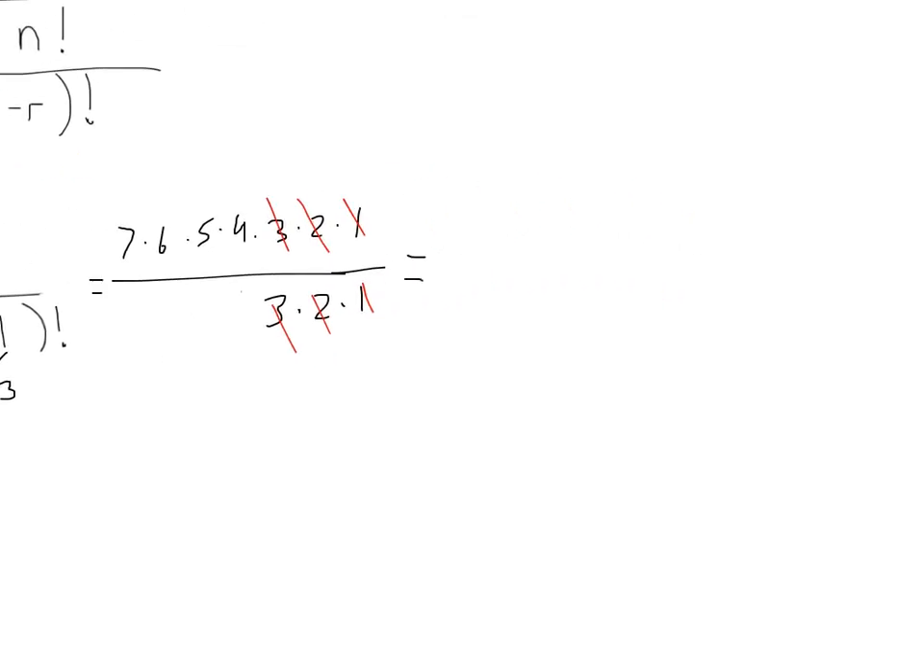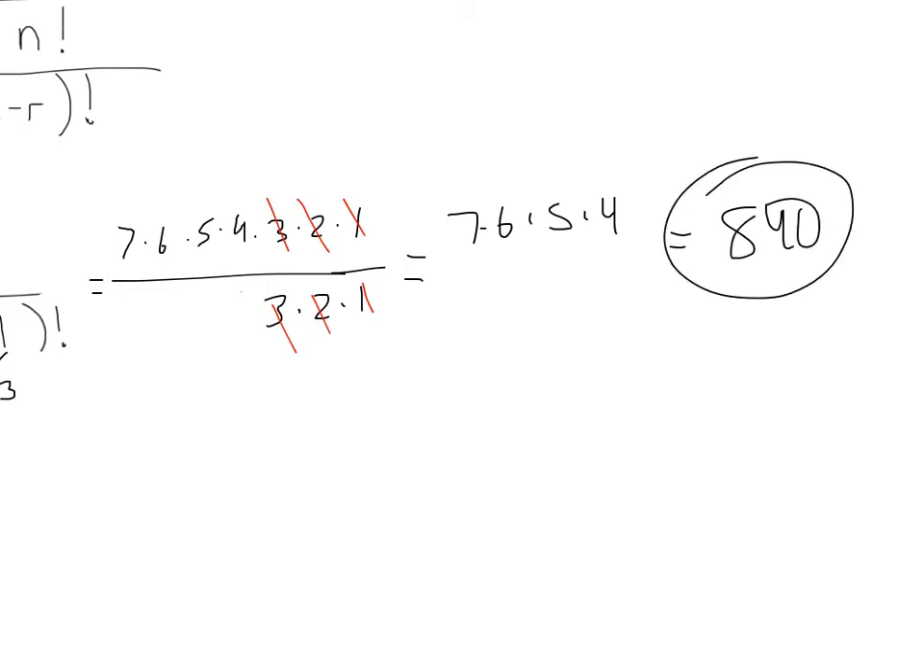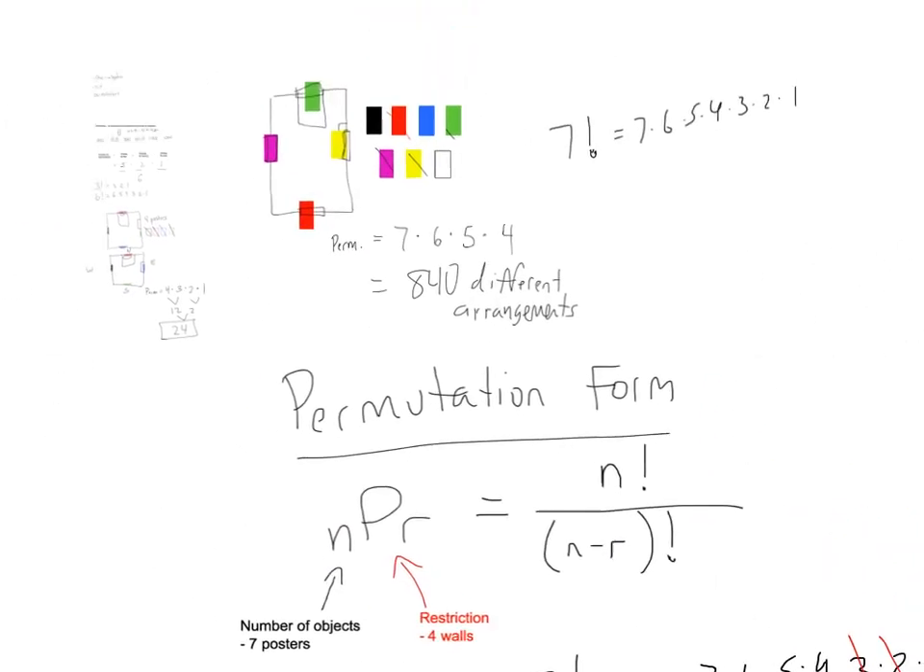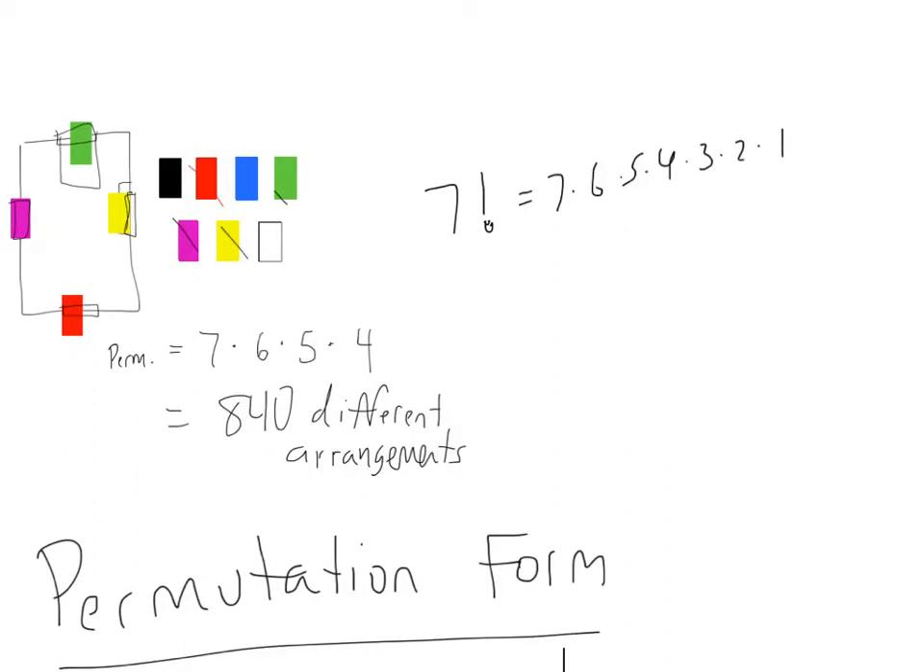So 7 times 6 times 5 times 4 on top. Whatever that is, it'll be our answer. So 7 times 6 times 5 times 4, we get 840, which conveniently enough is the same answer we got when we did it the long way up here with our drawing and everything.